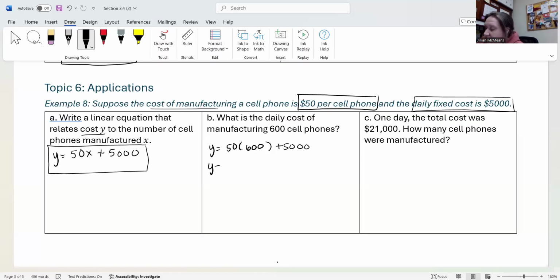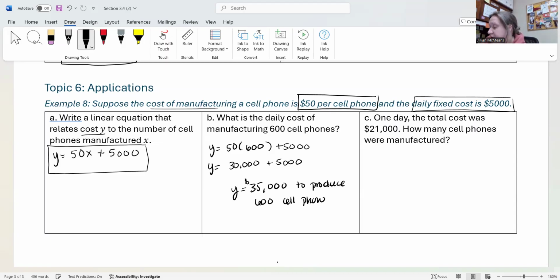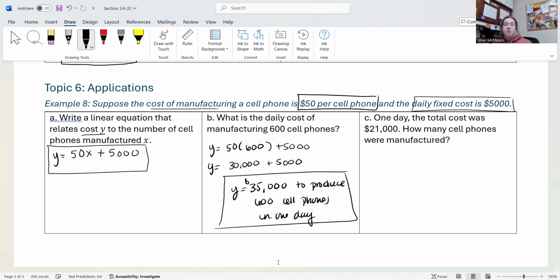So we have that the daily costs are going to be the 30,000 to make the cell phones plus those additional 5,000 in daily fixed costs. So if we produce 600 cell phones in one day, the total daily costs would be $35,000. So this would be $35,000 to produce 600 cell phones in one day. Okay, remember, anytime you have a word problem, you need to describe your answer. Just briefly, it doesn't have to be like a paragraph, just a quick sentence, okay?